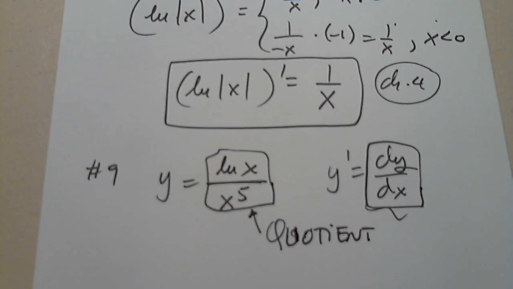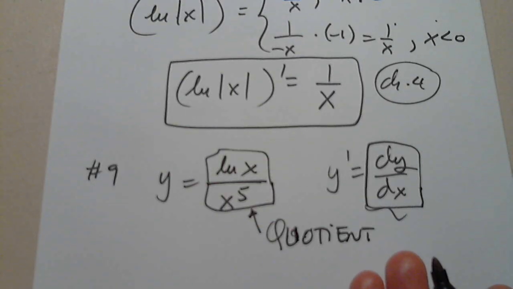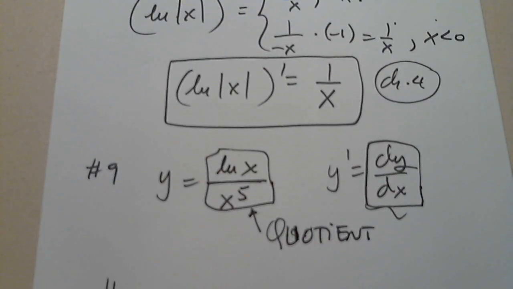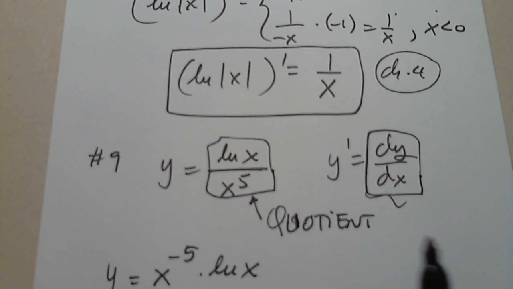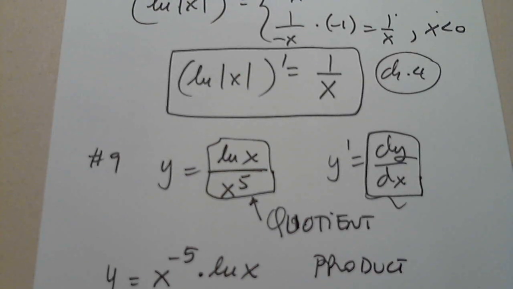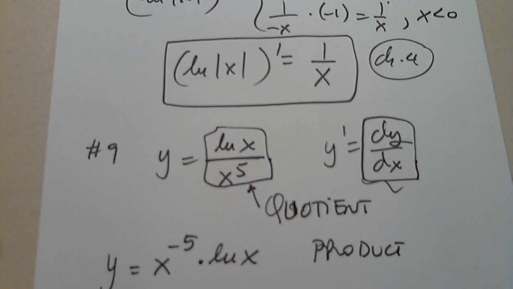However, let me show you a different option. But you're correct, absolutely. Was it George? Yes, George, right? It's a quotient. But here's another option: x to negative 5 times natural log x, which is exactly the same function, but this time I use the product rule. It's the same. Let's see if this is easier. The answer has to be the same.